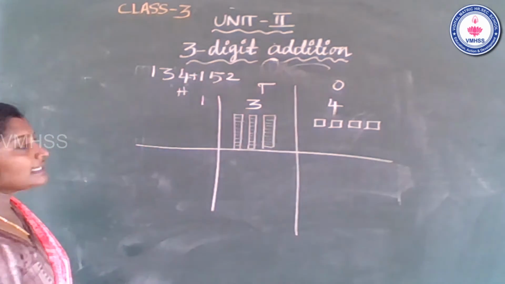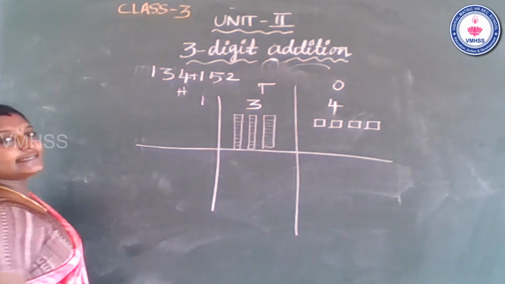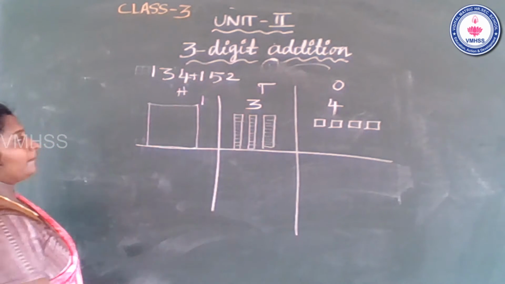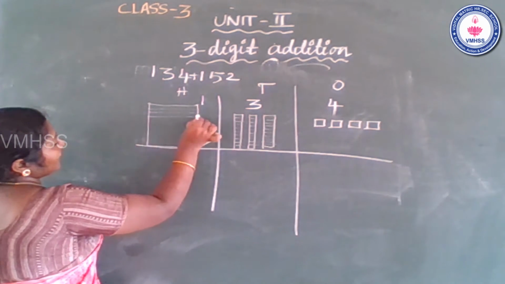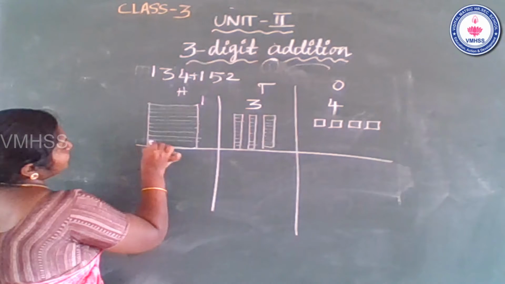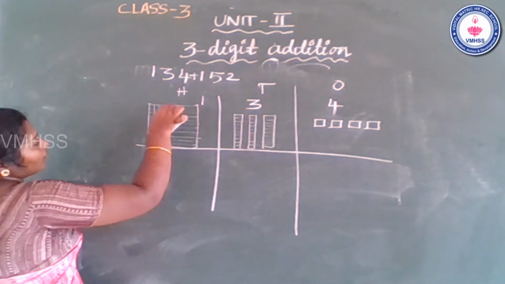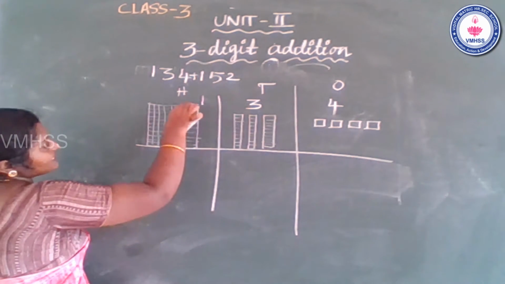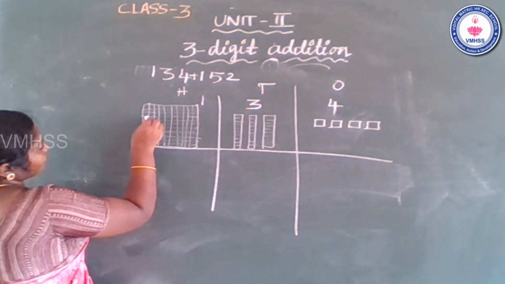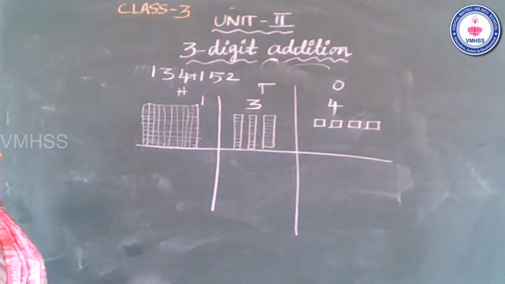Okay, students. So there are 3 tens. Okay. So next one, how many hundreds? 100. So this one is a 100 case. 1, 2, 3, 4, 5, 6, 7, 8, 9, 10. So rows also tens. Okay, students, this one is the ones value, tens value, hundreds value.